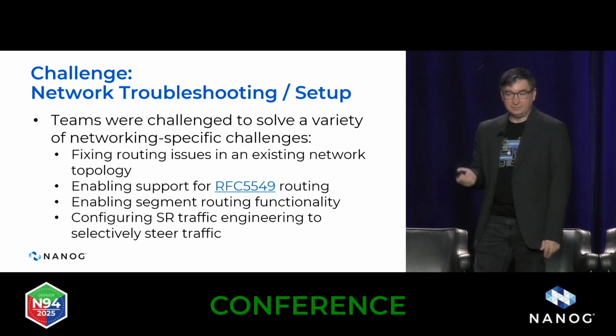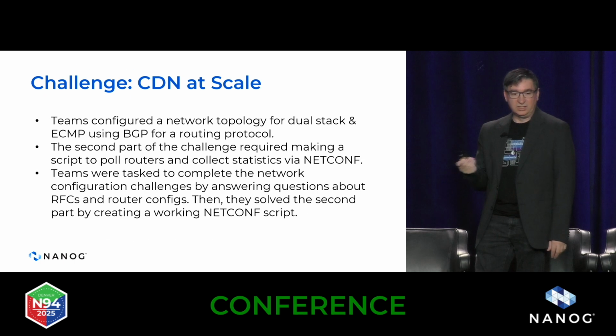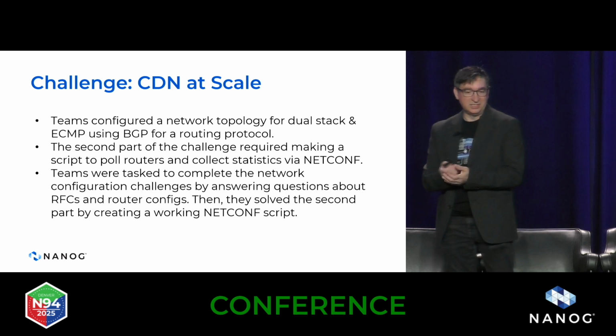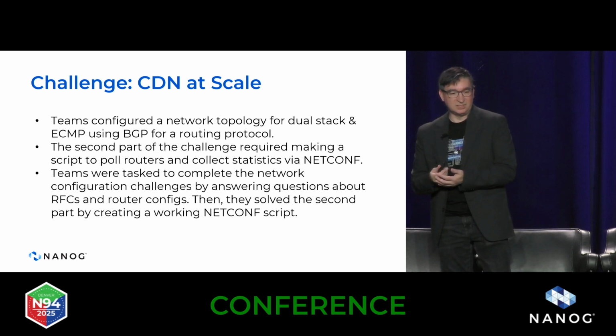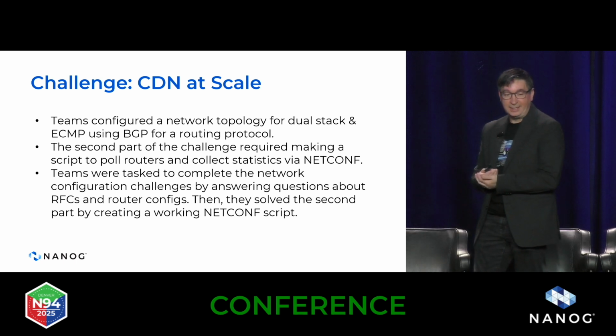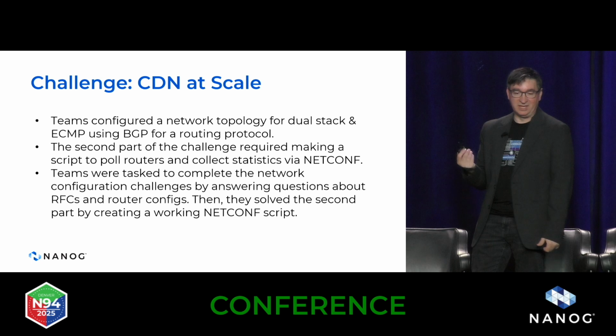virtualized network. The next set of challenges that we set up was Meta's contribution, the CDN at scale challenge, which was to configure a network topology for dual stack and ECMP using the BGP routing protocol. Then the challenge shifted to NETCONF polling and writing scripts to automate the NETCONF functionality by creating a working NETCONF script that allowed teams to solve the second part of this and then answering questions about the router configs.